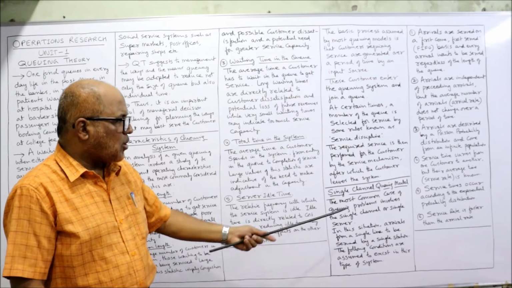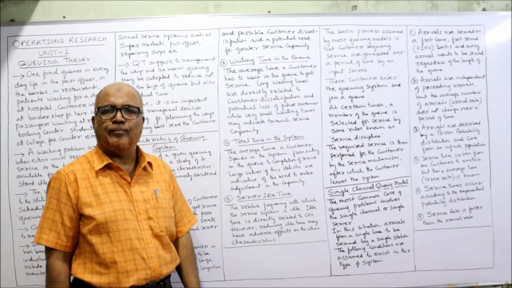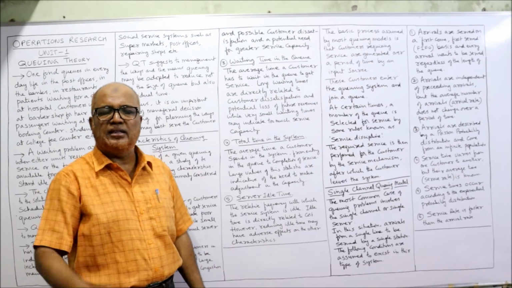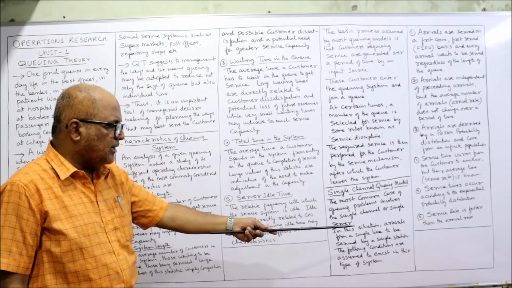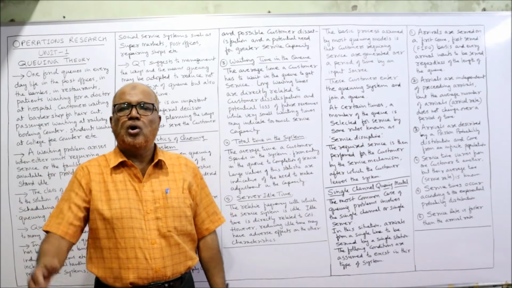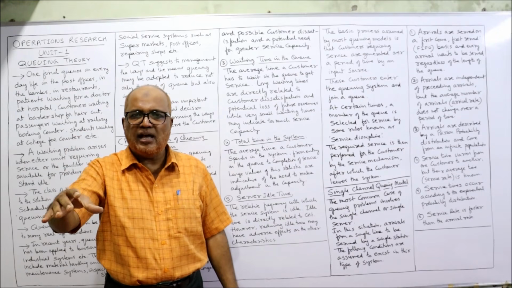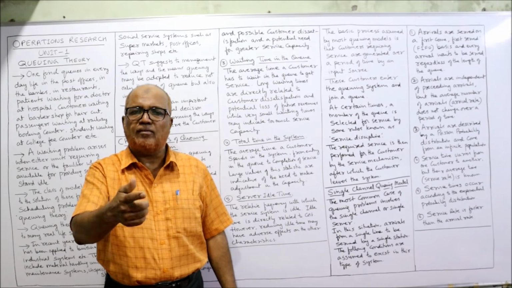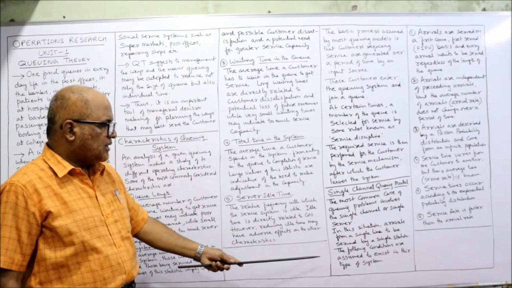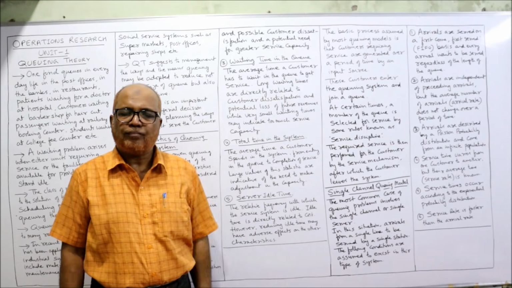Now, the most common case of queuing problems involves a single channel or single server. Only one person is providing the service. In this situation, arrivals form a single line to be served by a single station. All the customers are coming and standing in a single line because there is only a single server who provides service to all the customers. Then the following conditions are assumed to exist in this type of single channel.